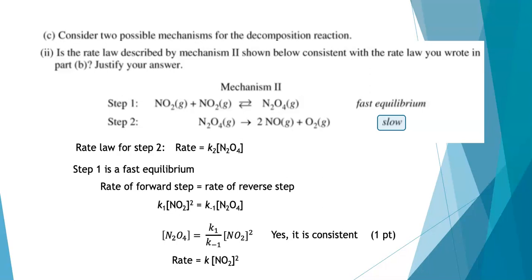You definitely need to be able to do these problems where the first step of the mechanism is a fast equilibrium and solve for that intermediate and substitute into the rate law for the slow step. It shows up fairly frequently in AP Chem. It's more involved, but definitely doable.